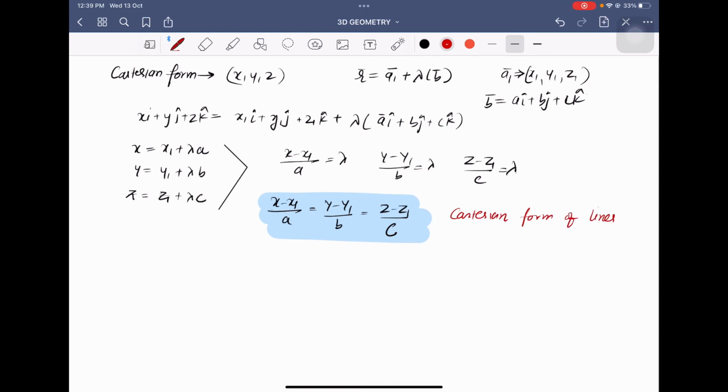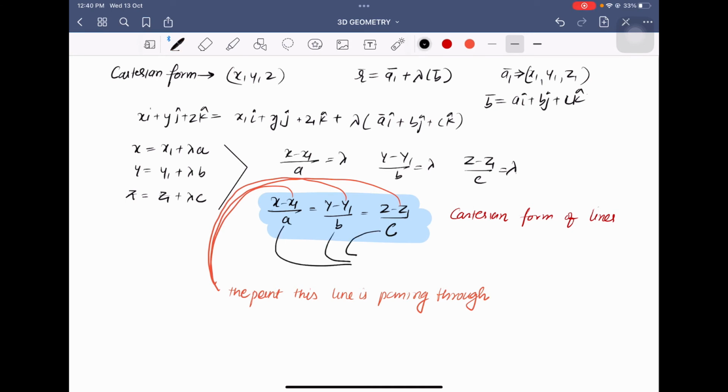This somewhat resembles the parametric form of a line. One important thing to notice is that the values x1, y1 and z1 in the numerators always represent the point this line is passing through, and the values in the denominator represent the direction ratios. So this is the Cartesian representation of the first form.